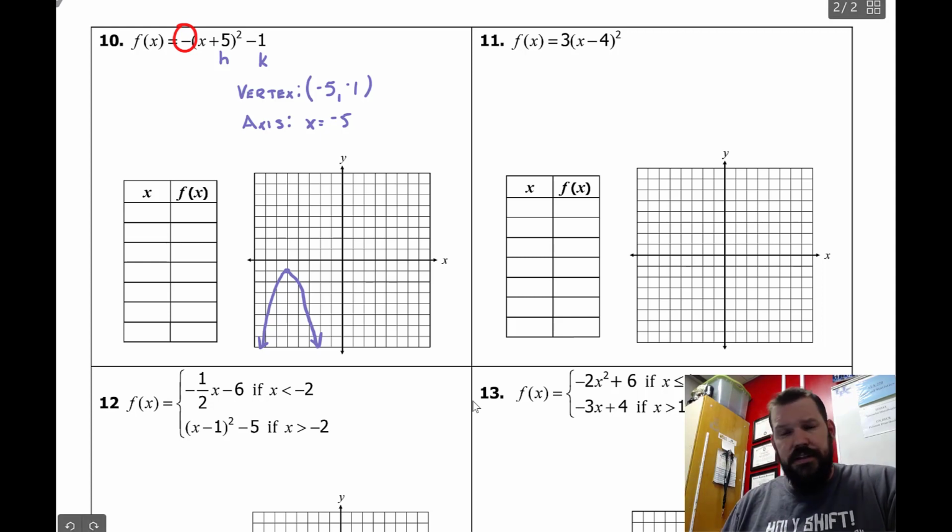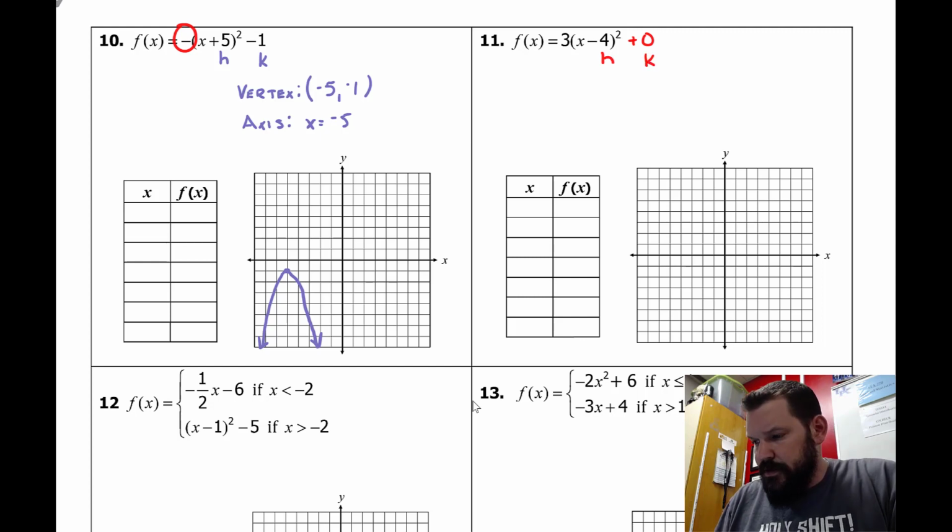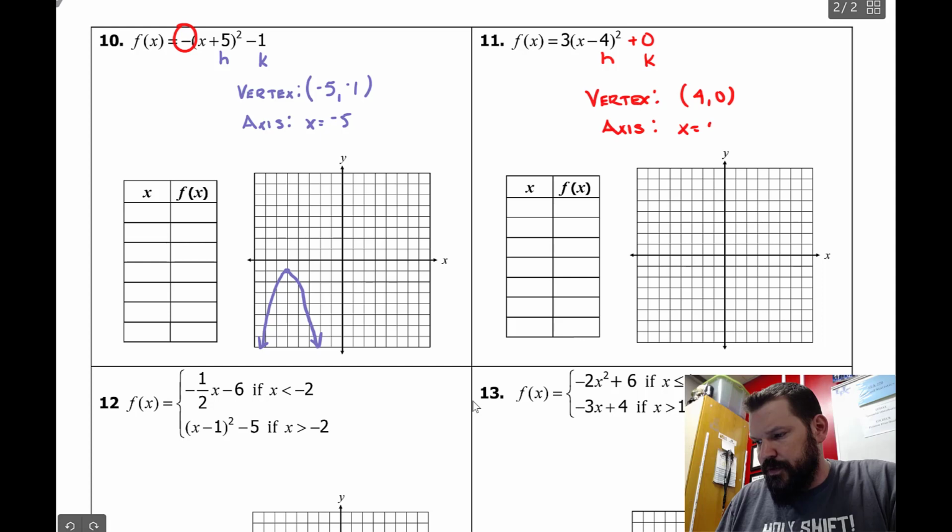We'll see an example of stretch here on number 11. For this one, if I just put a +0 on here, that kind of helps. We see that h and k, h is 4, k is 0. So our vertex is 4, 0. So that means our axis of symmetry is x equals 4.